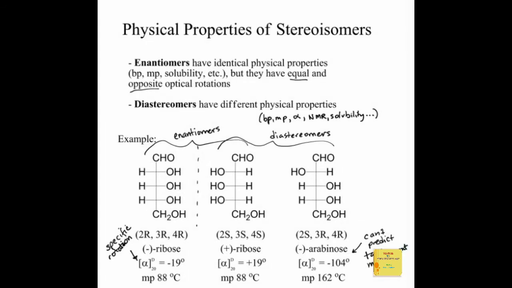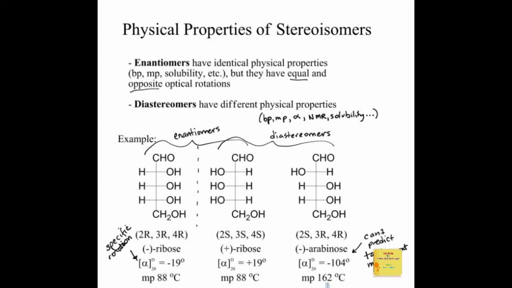We can't say that if it's an R, it goes one way, or if it's an S, it goes another way. The only way we can ever predict an optical rotation is if we know the optical rotation of one enantiomer, then we know the optical rotation of the other enantiomer. Otherwise, it's just something we have to measure. And so here it is, a very similar molecule, and the rotation for arabinose is 104 degrees, and this enantiomer has it in the levorotatory direction. It's minus 104.